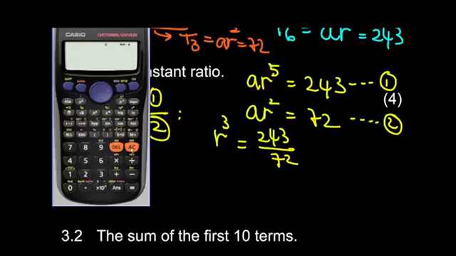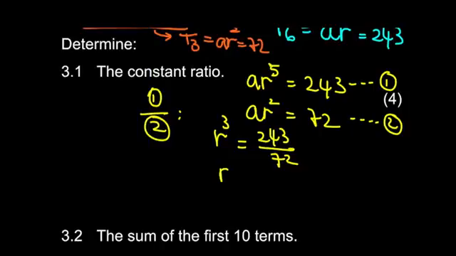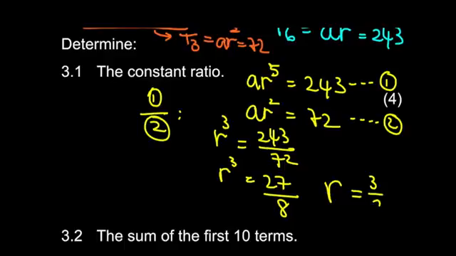Okay, which has got 243 divided by 72. Okay, 27 over 8. So R cubed is 27 over 8. But that's R cubed. So what would I do to just get R? I would take the cube root, so it would be 3 over 2. So that would be my R value.